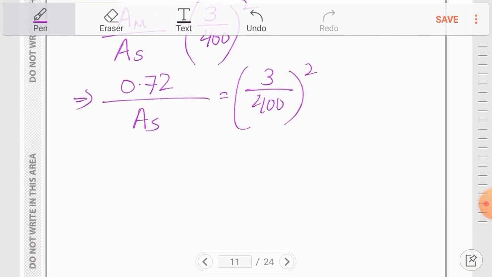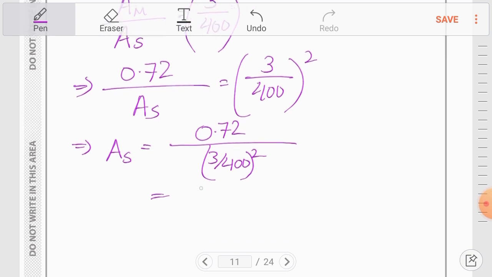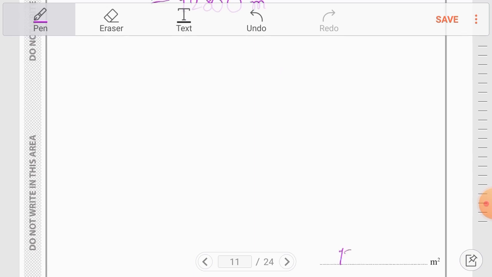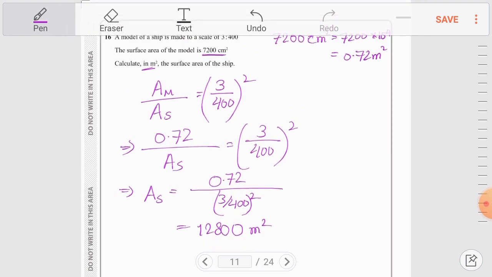Make the subscript x the subject of this equation, and it would be 0.72 divided by 3 by 400 square, and that is 0.72. Your value for the surface area of the ship is 12800 meters square, and you need to write it down on the space given, 12800 meters square. This was the question number 16. I hope it was clear.